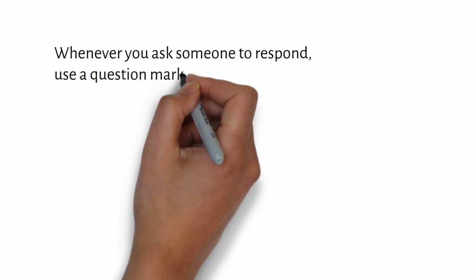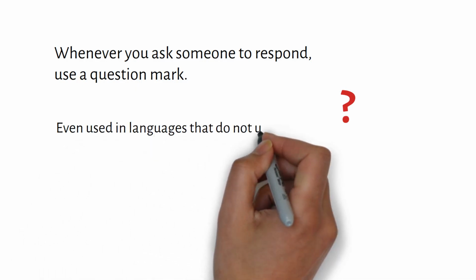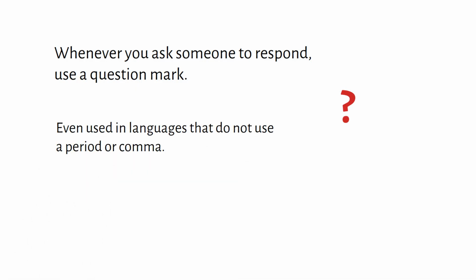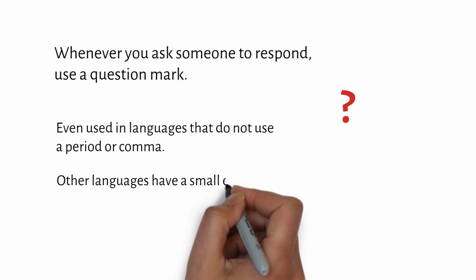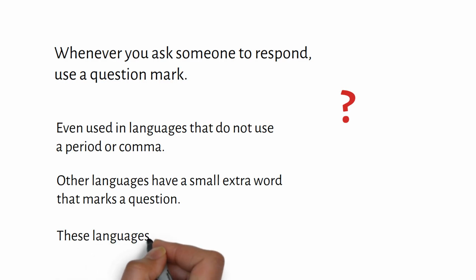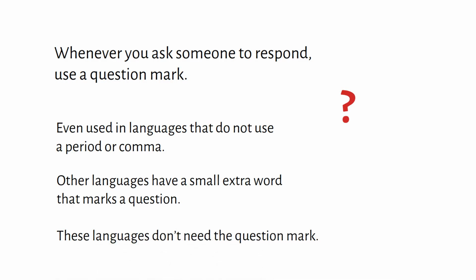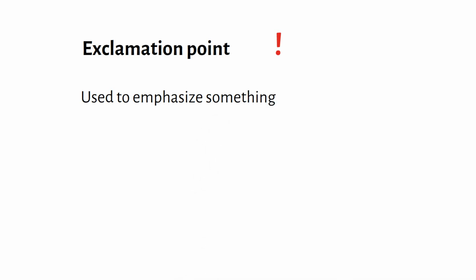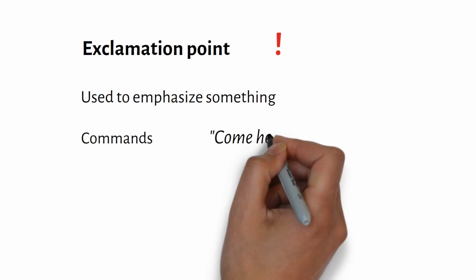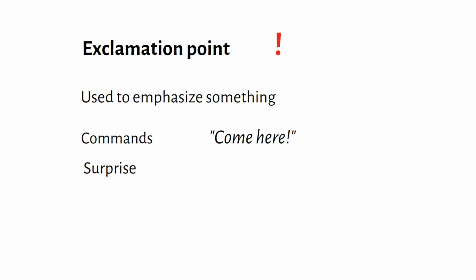Whenever you ask someone to respond, you can use a question mark. These are often used in languages even if they don't use a period or comma. Other languages may have a small extra word that marks a question, and these languages don't need that extra question mark. Exclamation points are less common. They are used to emphasize something. Sometimes these are commands. Come here! Sometimes it shows surprise. Amazing! Sometimes there is another emphasis.